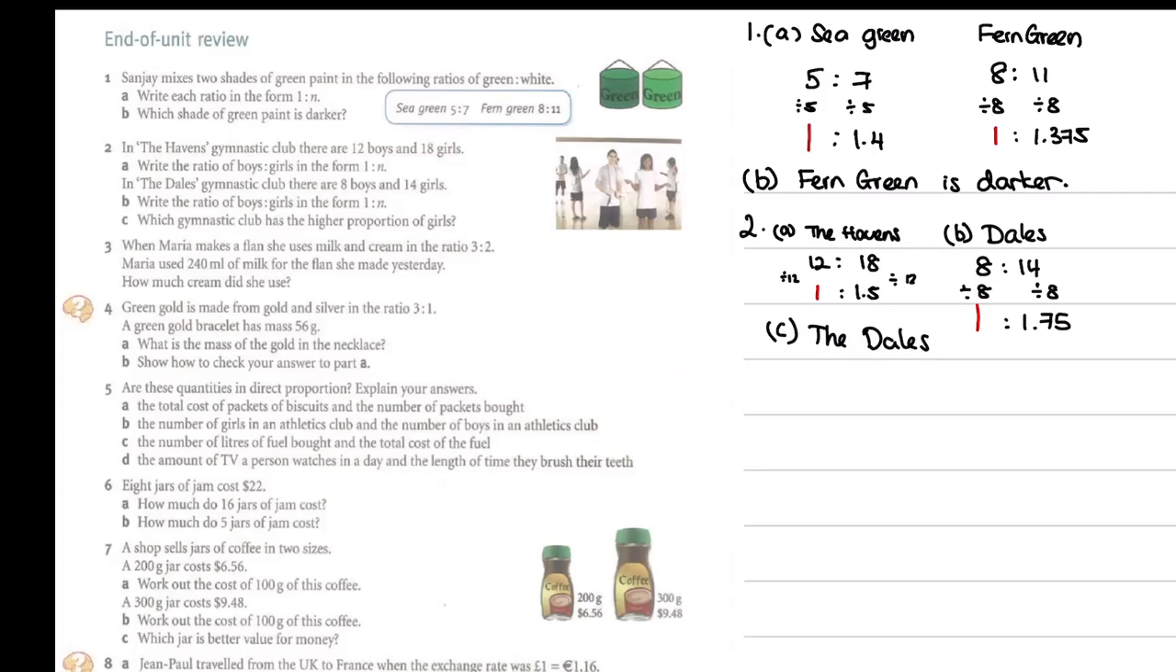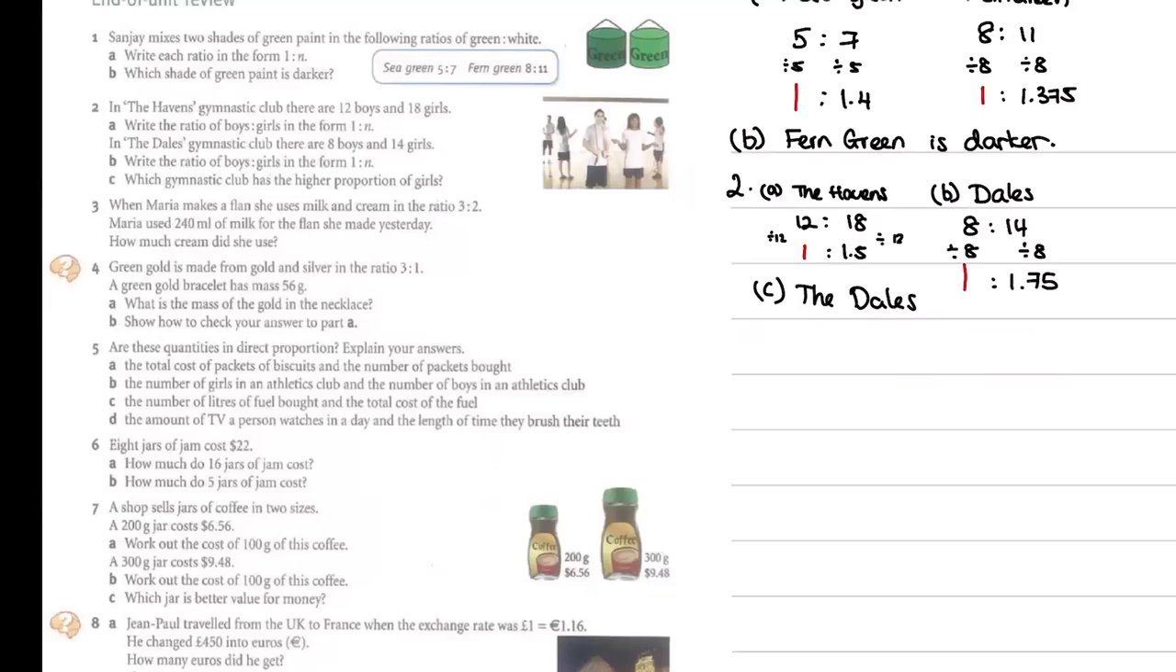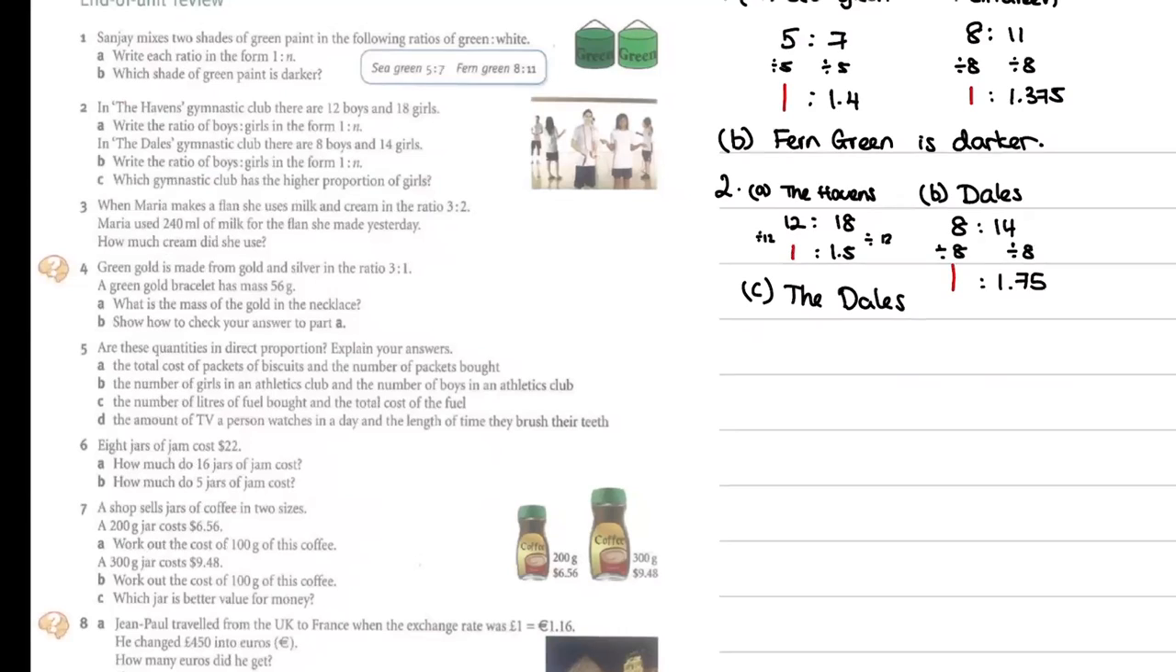Next, let's look at this one. When Maria makes a flan, say a type of dessert, she uses milk and cream in the ratio 3:2. She uses 240 milliliters of milk. How much cream did she use? So now we're going to use ratio to actually identify the amount for recipes. So the ratio is 3:2. So if the milk becomes 240 milliliters, how much cream do we need to use?